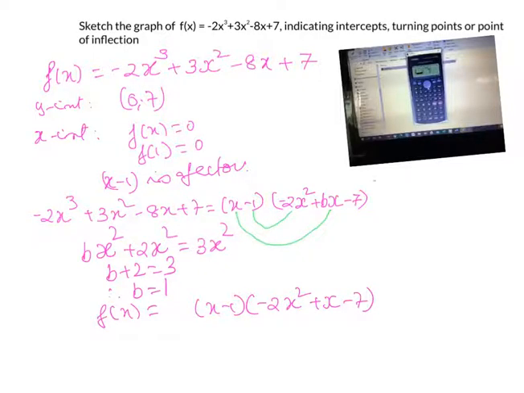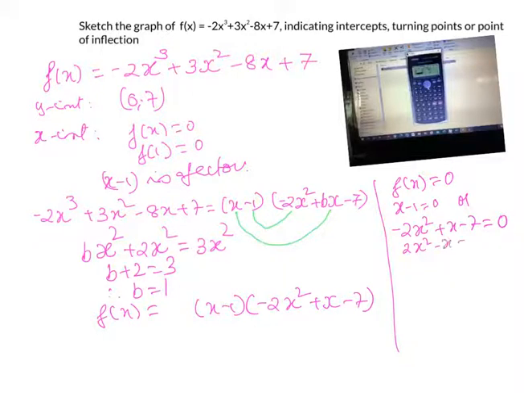Now I have to find the x-intercepts. That means f(x) is equal to 0. I got x minus 1 is equal to 0, or -2x² + x - 7 is equal to 0. This is a quadratic equation, and I can solve by factors, or I can use the quadratic formula. So what I'll do here is solve for x using the quadratic formula. Clearly I can write x is equal to 1. So I already got one x-intercept, which is (1, 0). This is one of the x-intercepts. Now find the other x-intercepts.